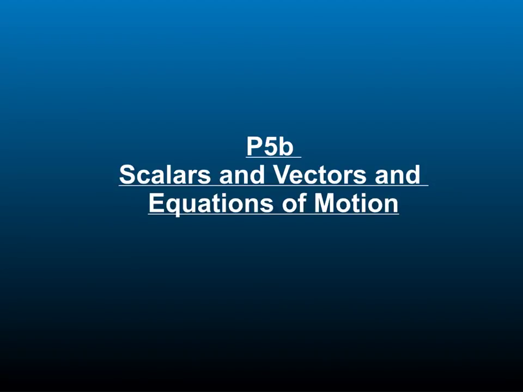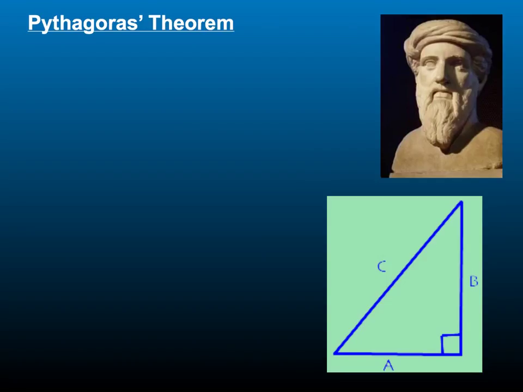This is a revision video for P5b, Scalars and Vectors and the Equations of Motion. This section of P5 has got quite a lot of maths in it, so you need to be comfortable with Pythagoras. For this triangle here, the equation is c squared equals b squared plus a squared.